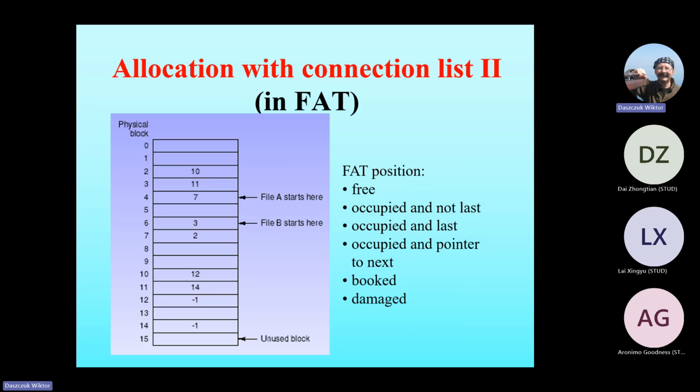Now, a similar chain, but not in the file itself, the chain in FAT. We have data in the directory about the head of the list. So the information that file A starts here in block number 4. And we have a chain: 4 points to 7, 7 points to 2, 2 points to 10, 10 to 11, to 12, and 12 has a tail of the list, which is -1.